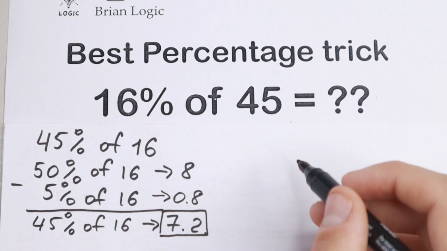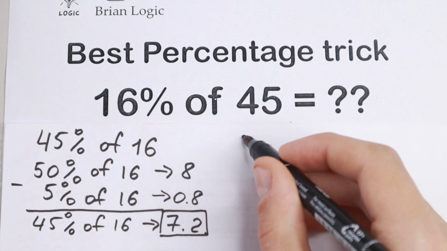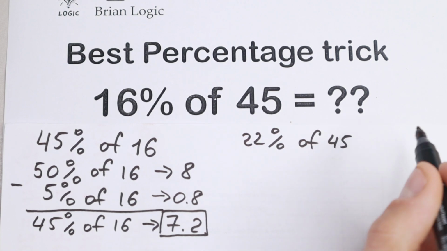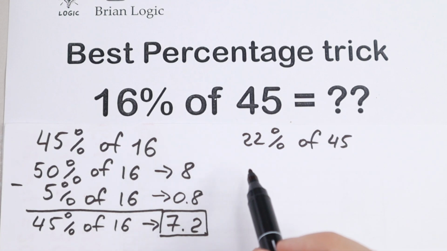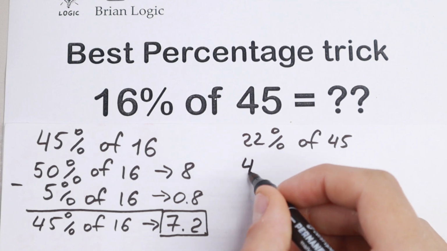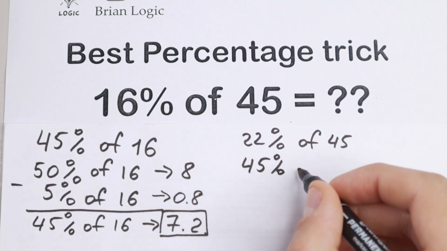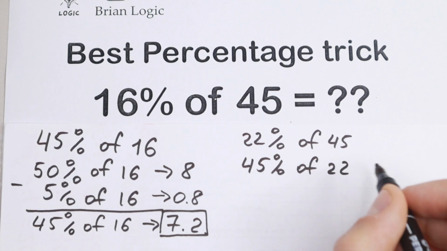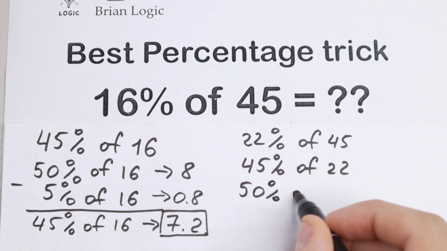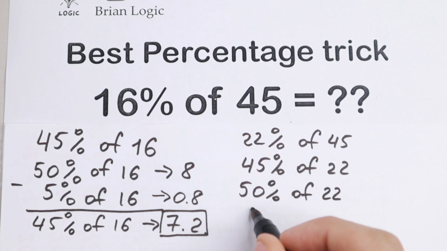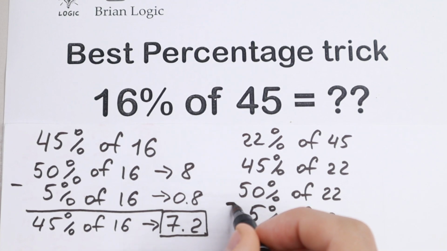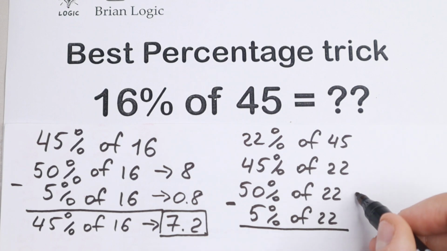So let's practice it. For example, you need to find 22% of 45. This is a hard question, but if you know the rule that I wrote before, we can swap these two numbers. So this is equal to 45% of 22. 45% is really good to express as 50%, it's the same logic: 50% of 22, so the half, minus 5% of 22. We subtract them, and we will have our answer.